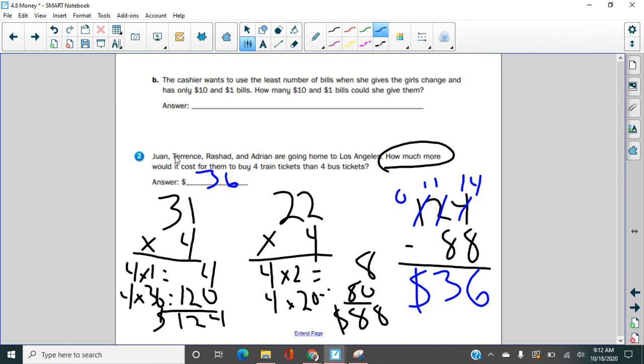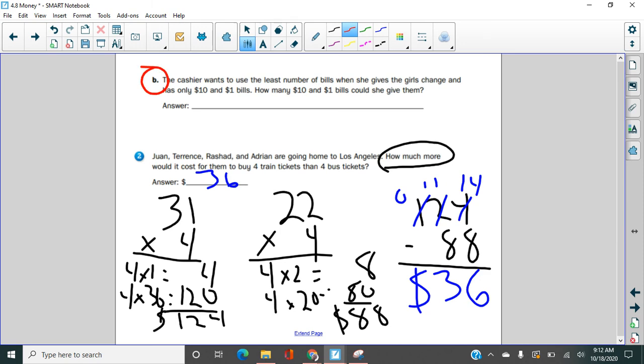Let's reflect back on the question. How much more would it cost for them to buy 4 train tickets than 4 bus tickets? It fits, right? Our answer fits the question. Why does it fit the question? Okay, right? If we added those numbers together, we would get the total price, and that's not what we want. We want the difference.